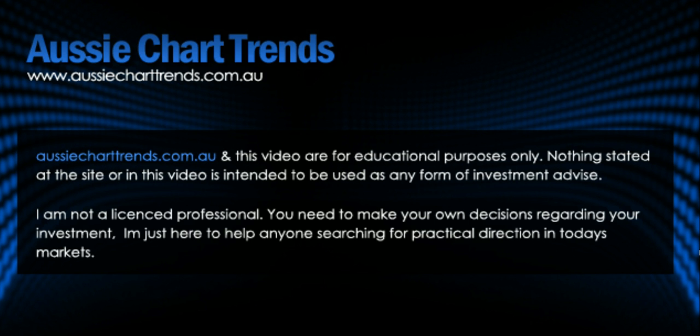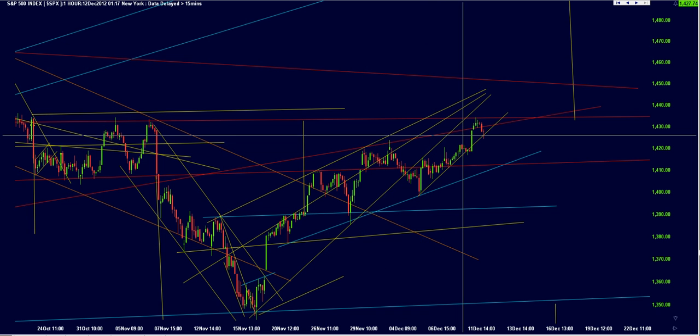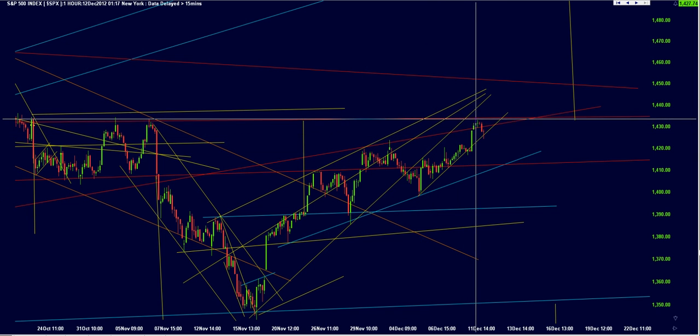So let's now take a look at the S&P 500. Looking here on the hourly chart of the S&P 500, in last night's trade, we got up to that 1435 level, and we tagged on that area.